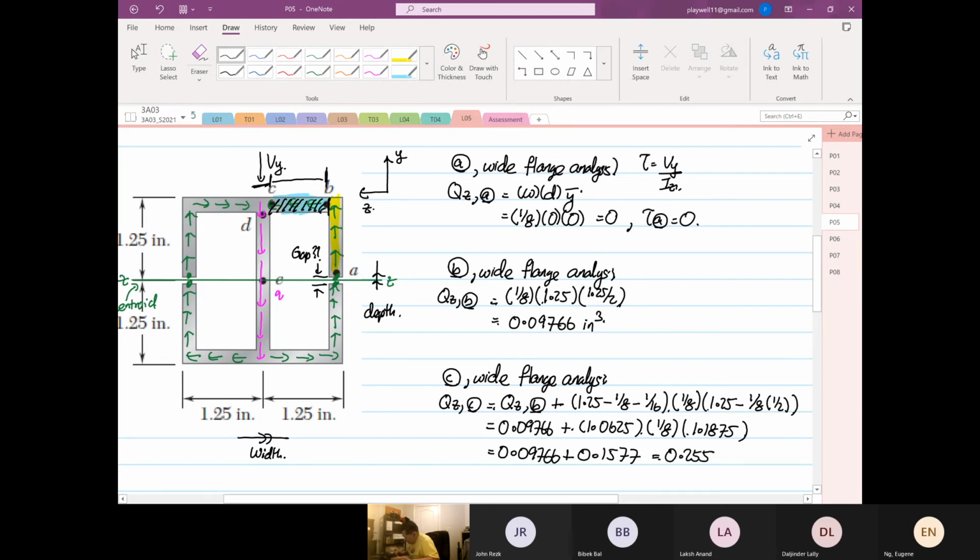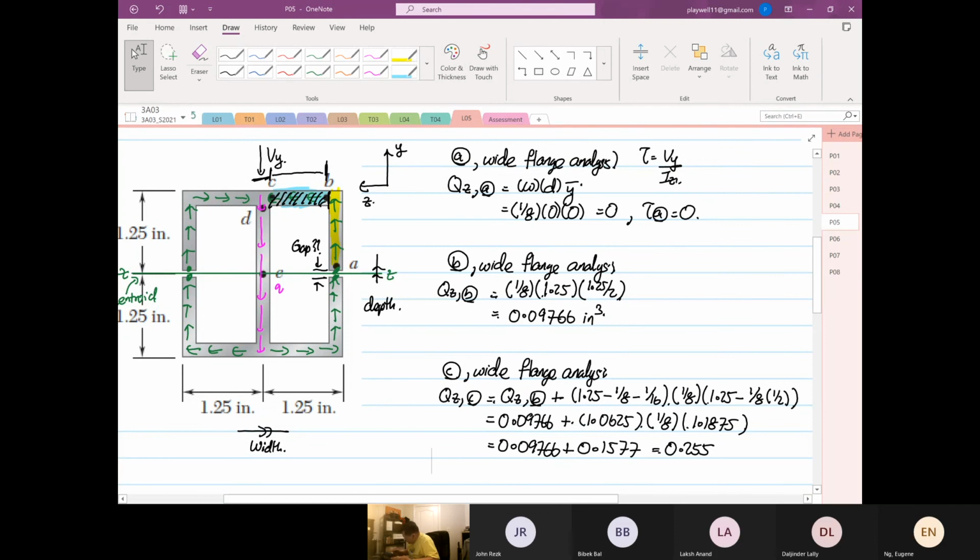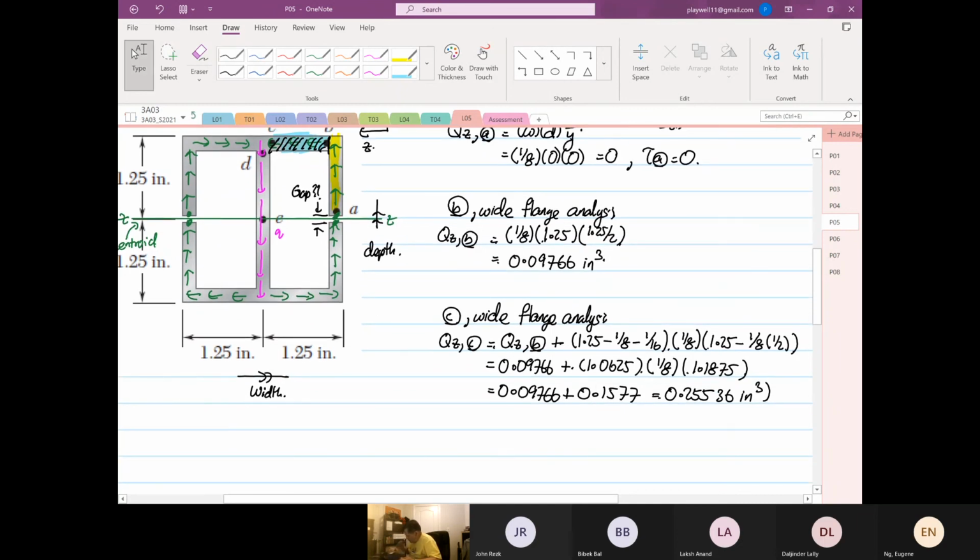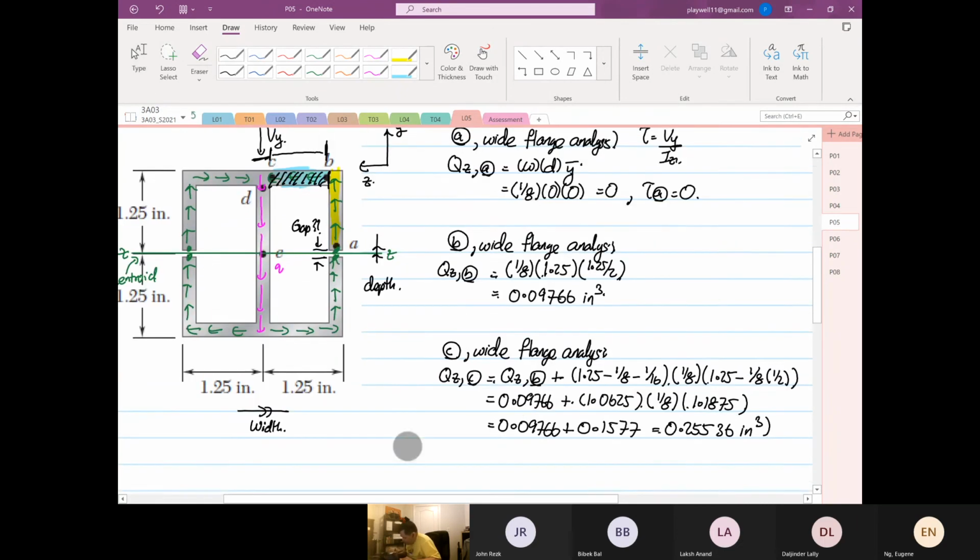Okay, 0.25536 inches to the power of 3. Okay, if you look at the working from the textbook, yeah, our working is quite similar. Okay, but I break it down further. Okay, so that's point C.